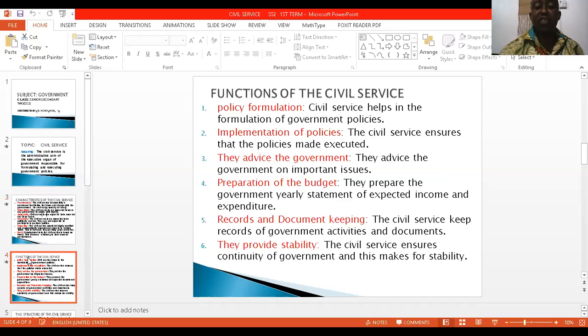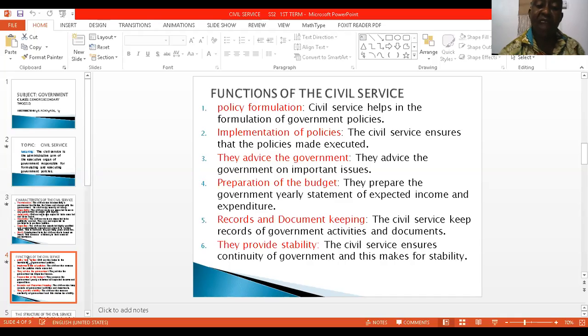We discussed the functions of the civil service. The functions can be the roles played by the civil service in a democratic society. It can serve as the importance of the civil service in a society. Policy formulation, implementation of policies, they advise the government on important issues, preparation of the budget, records and document keeping. These are some of the functions of the civil service.